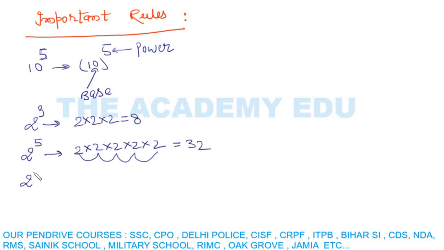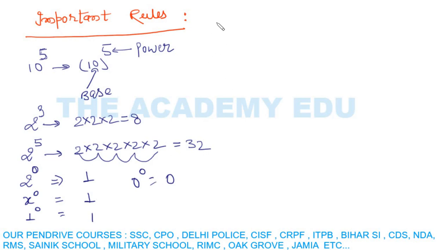Suppose we have 2 raised to the power 0. What can we call it? Anything's power 0 is 1. Suppose I write x power 0, it's 1. Anything's power 0 is 1. 1 power 0 is 1. But 0 power 0 is 0. Got it?